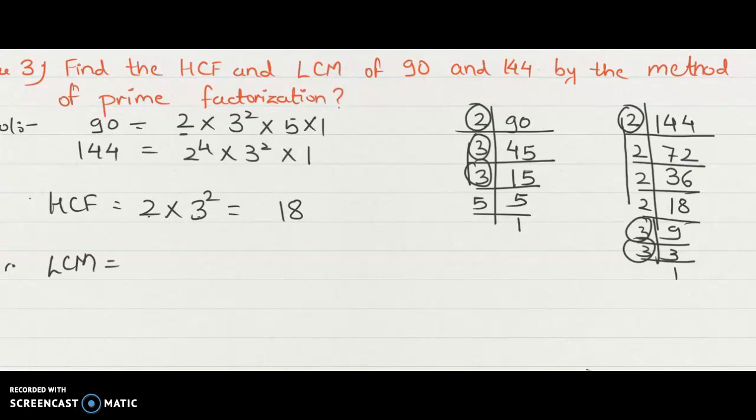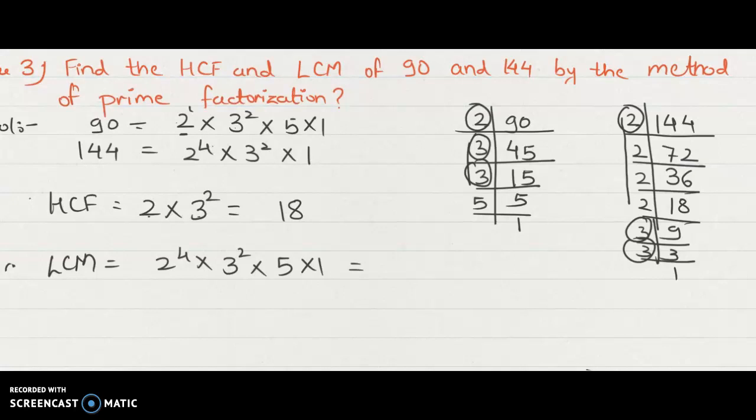What is the least common multiple? We will take the largest factor and uncommon factor as well. Here 2 is having a power 1 and here 2 is having the power 4, so we are going to take 2 to the power 4. Here 3 square, so we are going to take 3 square. Here 5 alone, so we are going to take 5 to the power 1. And we are going to solve.